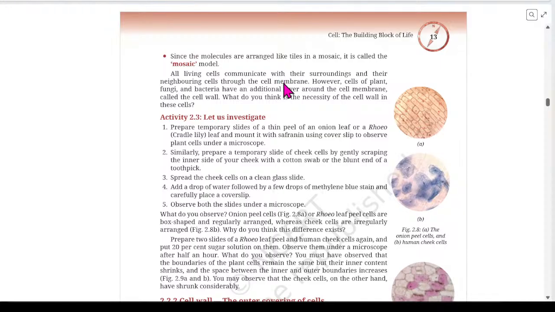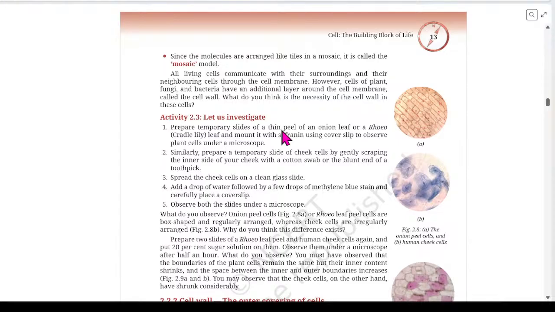All living cells communicate with their surroundings and their neighboring cells through the cell membrane. However, cells of plants, fungi, and bacteria have an additional layer around the cell membrane called the cell wall. What do you think is the necessity of the cell wall in these cells?